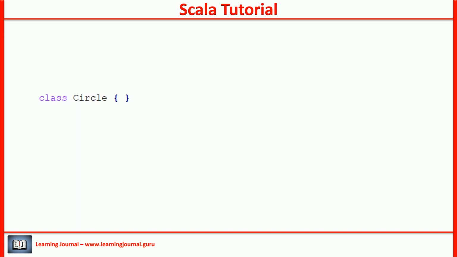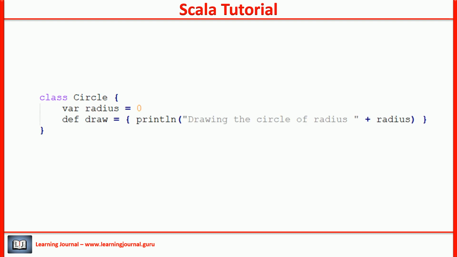Great. Let's come back to the class definition. Like any other object-oriented language, you can add fields and methods to a class. The field radius and the method draw are public because we don't specify an access modifier. You must initialize the radius with some value because you cannot define a variable in Scala with no value.